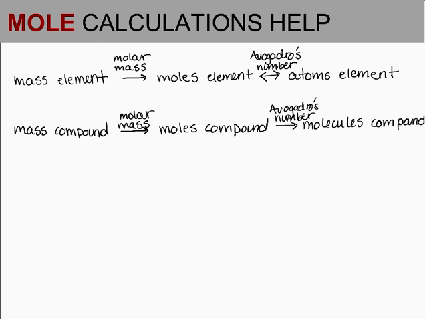And then if you're going from moles to mass, you'll still use the molar mass, but you're going to flip it. So you're going to multiply by molar mass instead of divide by molar mass. And the same goes for compounds. So I'm going to draw those double arrows there so we can see that you can go in either direction.